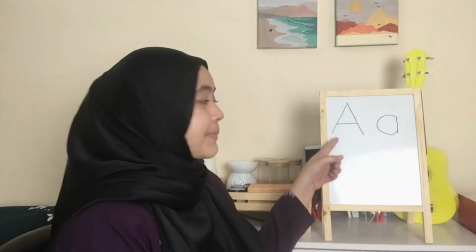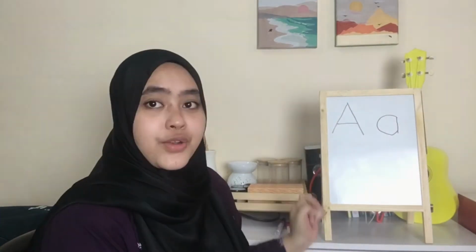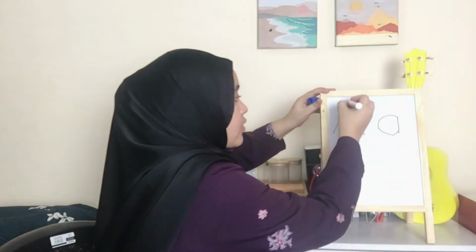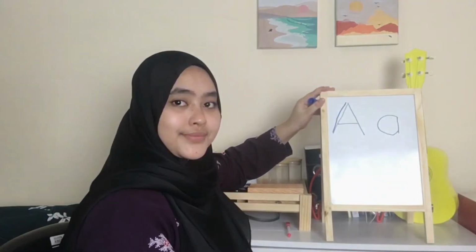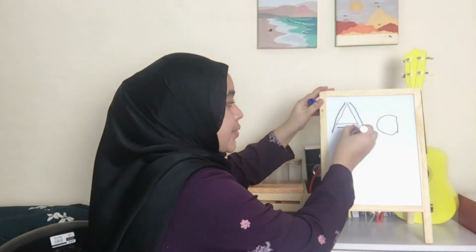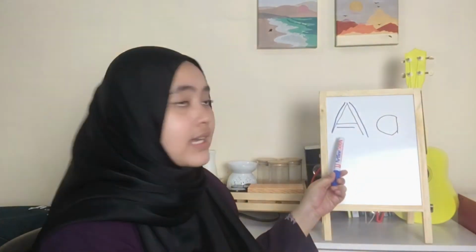Before we write, it is important to be familiar with the lines needed to form a letter. So, how do we write the letter A? The uppercase A or the mommy A? How many lines do you see? Can we count? One line, two lines, three lines. So we need three lines to write the uppercase A or the mommy A.